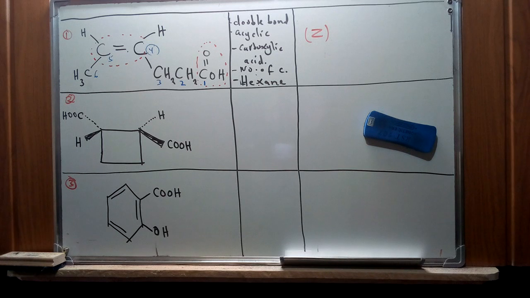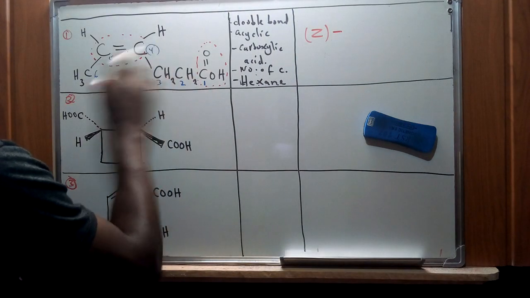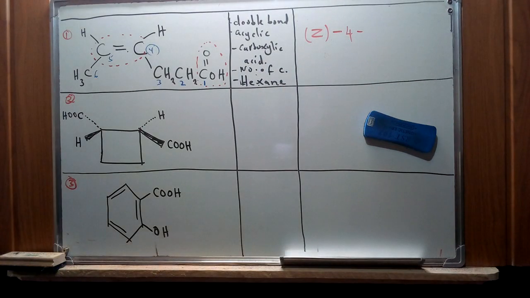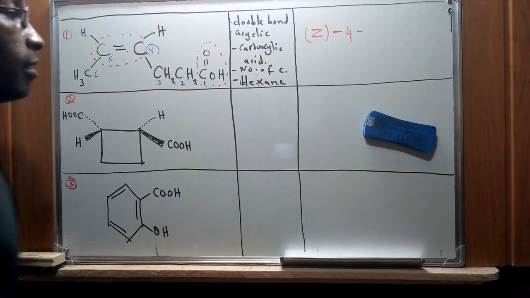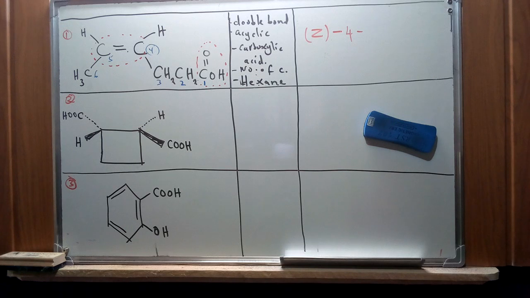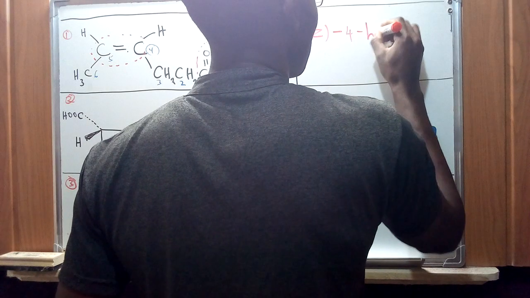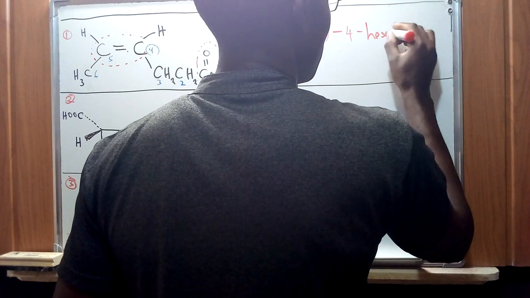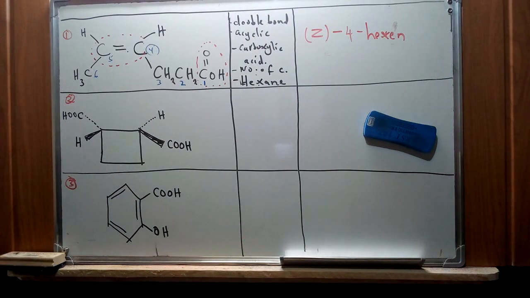And then next, we're going to identify the position of the double bond, which is 1, 2, 3, carbon number 4. And then next, we're going to see the number of carbon atoms in this compound. From the alkane series, 6 carbon atoms is hexane. But since it has a double bond, it's going to be hexene. So hexene. This is a Z hexene, Z-4-hexene.